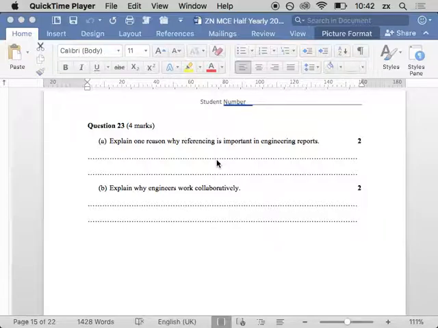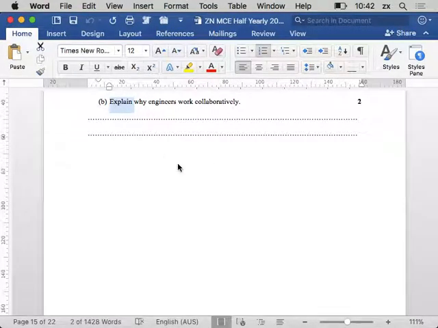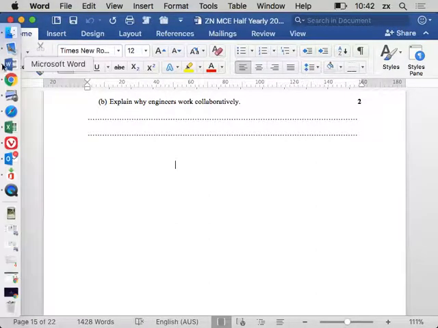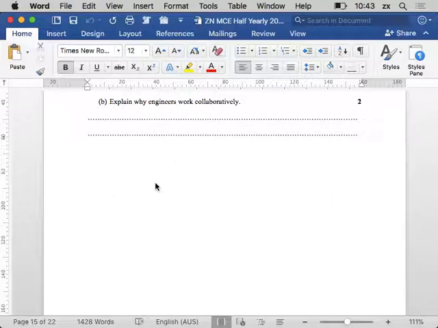That's pretty much what I'm going to go with. I had something else, but I've forgotten it. Okay. Why do engineers work collaboratively? Now, I just want to point out this keyword here is explain. When you see explain, that means I want to see a cause and effect. What's the cause and effect? Having more engineers means the skill pool is larger.